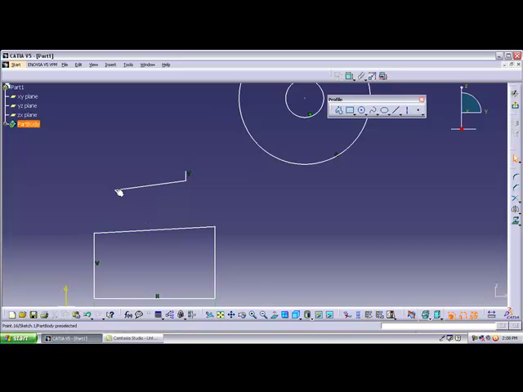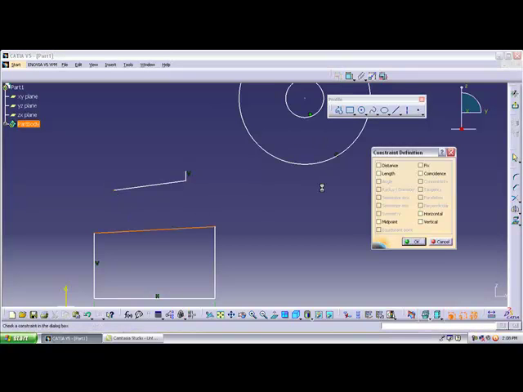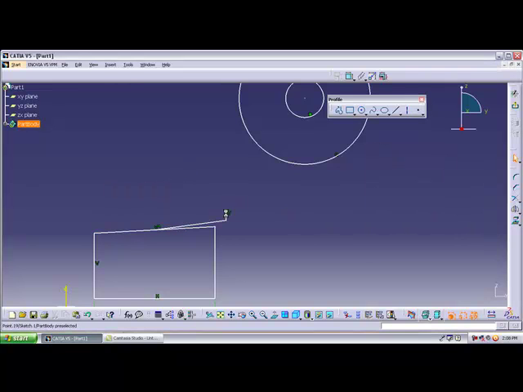So select the point and select the line and see what are the possibilities. The highlighted one is the midpoint. Means right now I made this point coincident to the midpoint.